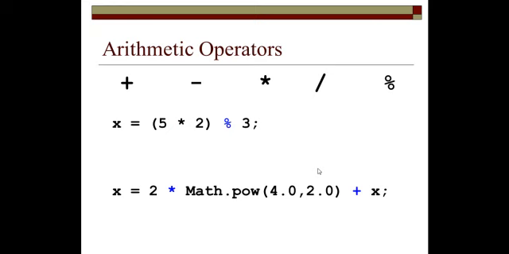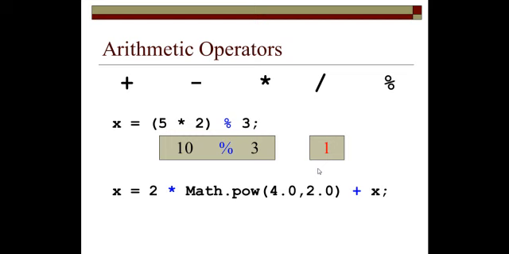Let's see. In this first example, I say x equals 5 times 2 modulus 3. So 5 times 2 is evaluated as 10. What is the remainder of dividing 10 by 3? 3 goes into 10 3 times and has a remainder of 1 left over. So x will get the value of 1.